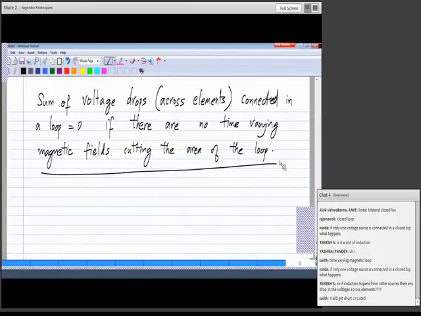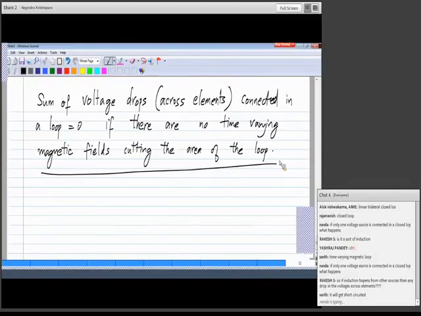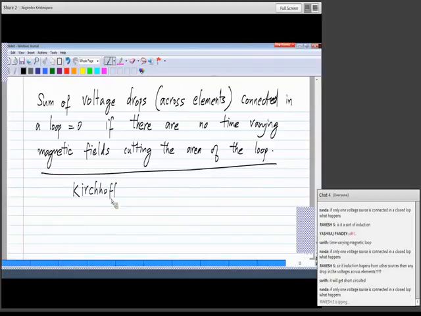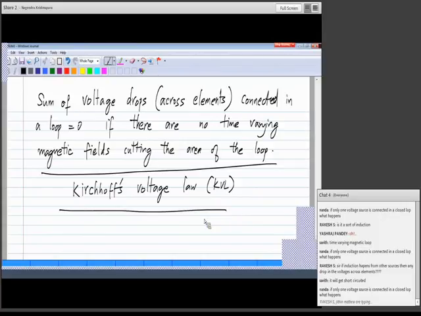So we have these two basic laws, Kirchhoff's voltage law and Kirchhoff's current law. One relates to voltages in a loop and one relates to currents in a loop. And one of the very important things while applying this is to apply it with a consistent polarity.